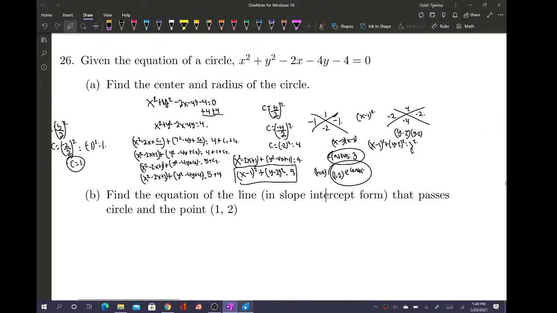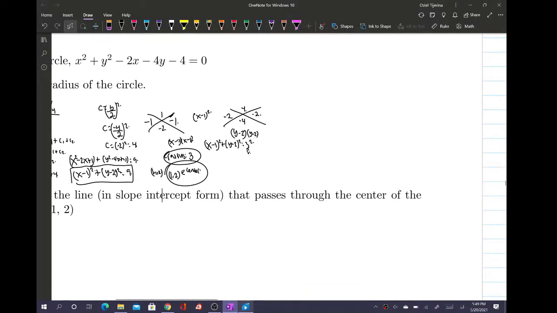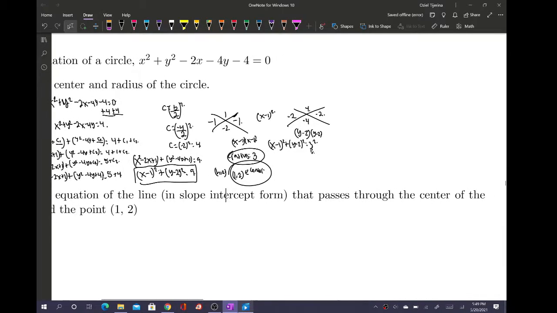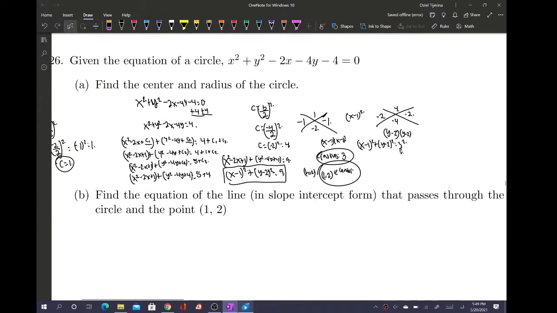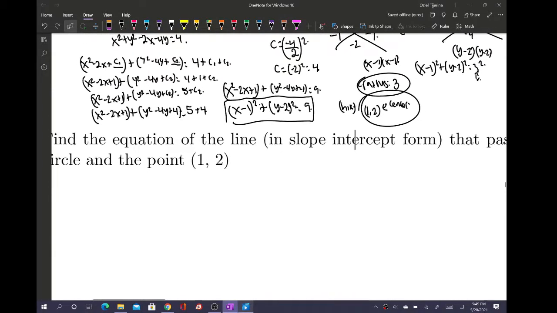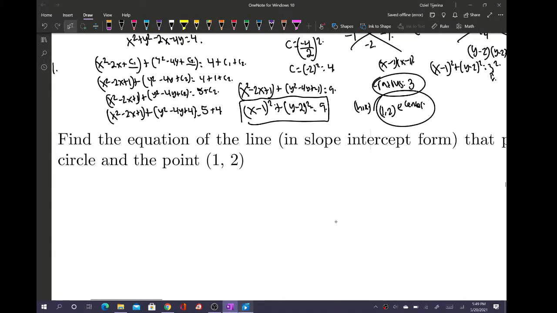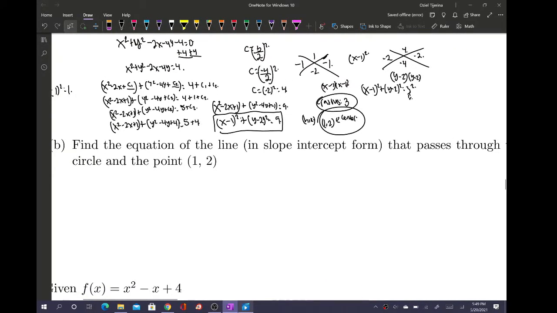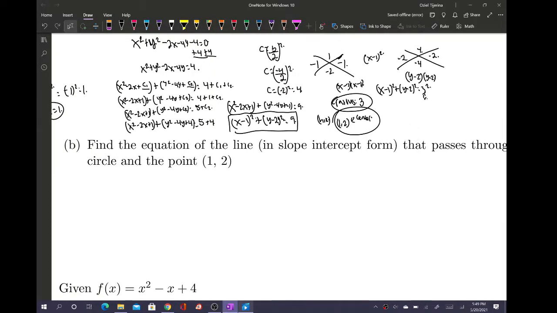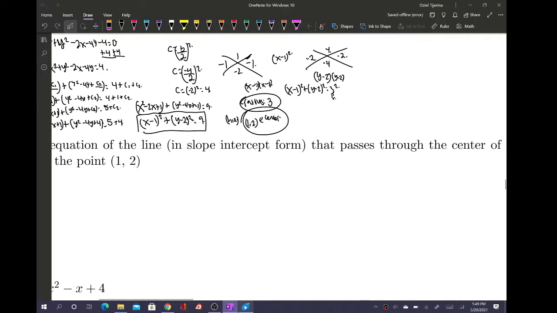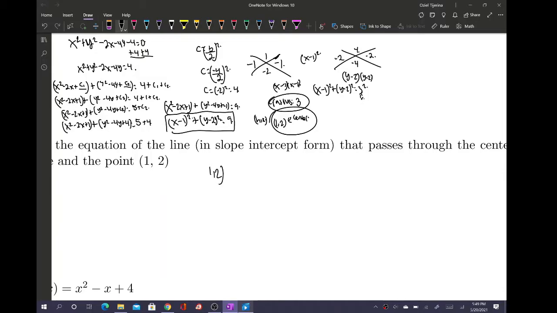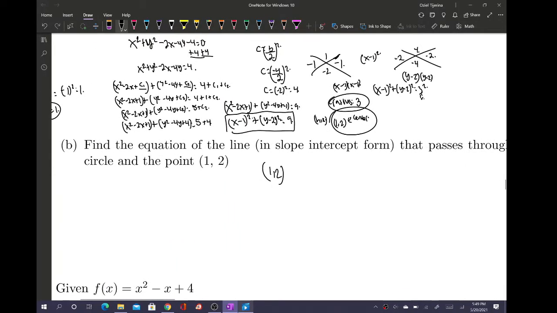Okay, it says find the equation of the line in slope-intercept form that passes through the center of the circle and the point (1, 2). So the center of the circle is (1, 2). This one's a little tricky, actually.